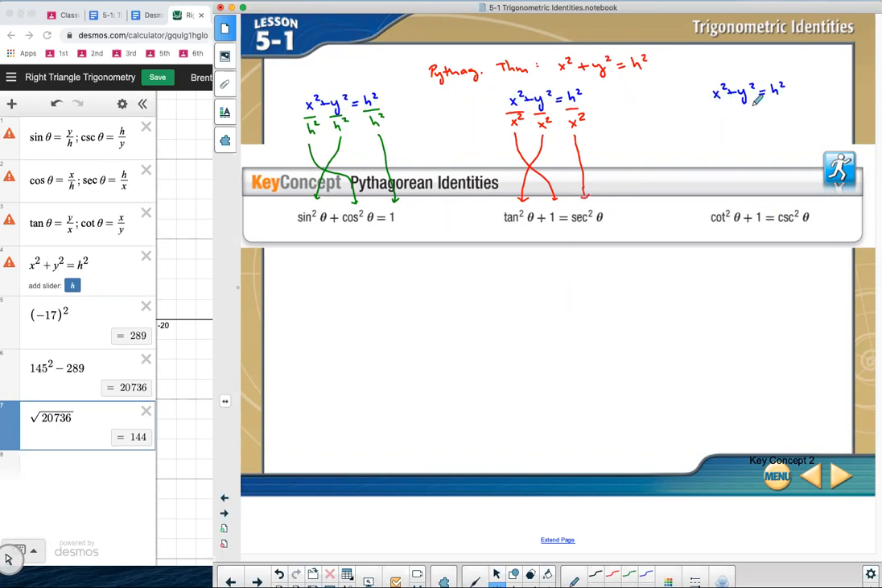And finally, over here, we've divided by h squared, we've divided by x squared. Now let's divide by y squared. If I divide everything by y squared, I come up with our last Pythagorean identity. That's cotangent squared. That's 1. And this would be cosecant squared. So that's where these come from. Again, we take simple math and we're making it complex.